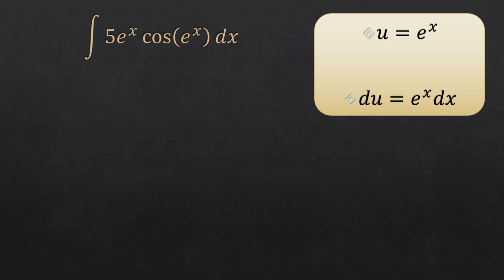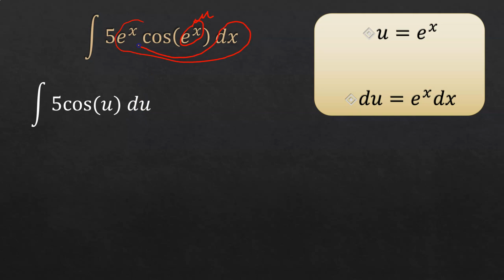So what we will see here is 5, that's the constant. This right here is u. This right here is du. Okay, so that's what I mean by recognizing a u and a du within the expression. If you have u and du within the expression, then the u substitution would be the best method. The integral of 5 cosine of u du is 5 sine of u plus c.